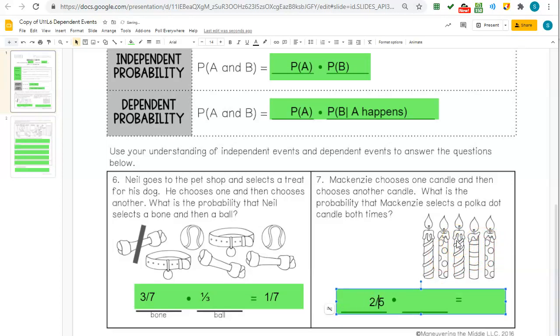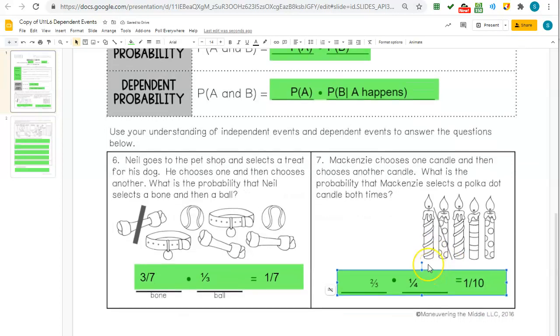Times, well, now we're going to take out one of those polka dot candles, and we've got 1 out of 4. So our probability is 2 out of 20, which is 1 out of 10.